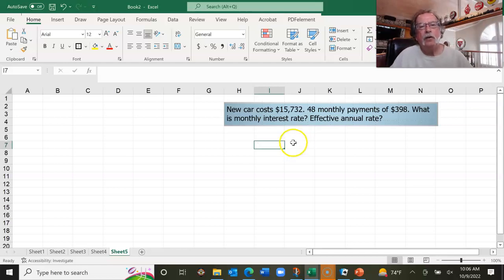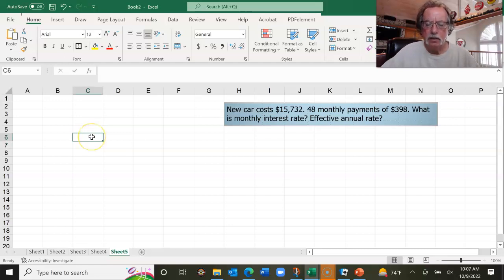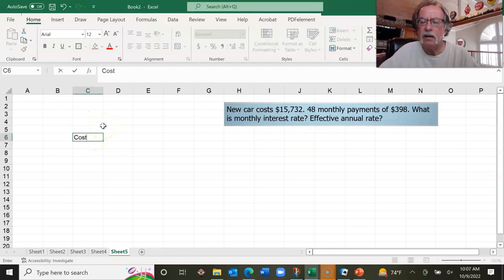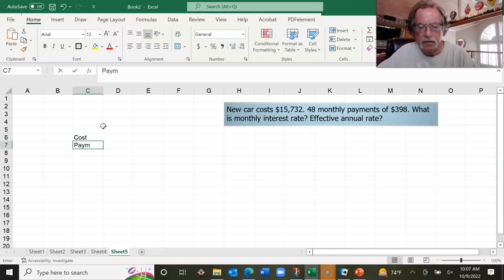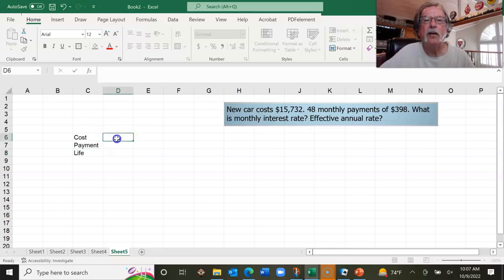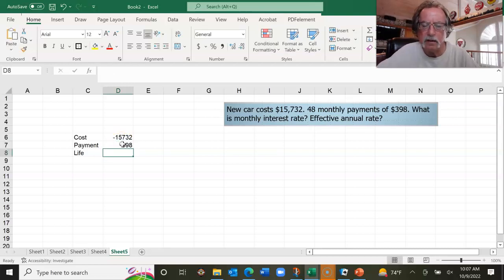Okay, so we know what the car costs. We have 48 payments of $398. What is the monthly interest rate? Okay, so we have the cost, payment, life. The cost is $15,732. Payment is $398. The life is 48 months.